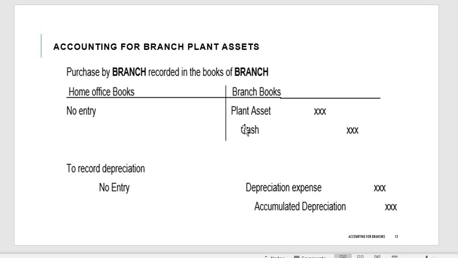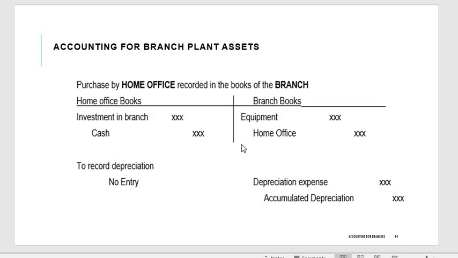And since naki-branch ang asset, of course, naki-branch din ang accumulated depreciation. So, for entry, for recording depreciation, no, there's no entry din kay home office. Kasi si branch naman din ang mag-record ng depreciation expense, no? Diba? Okay, let's have the third scenario. What if it was purchased by the home office but a record siya kay branch, no?